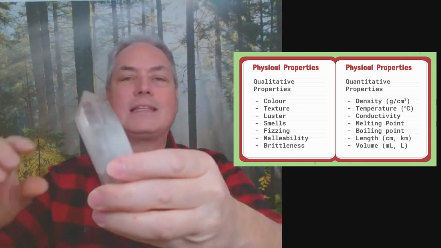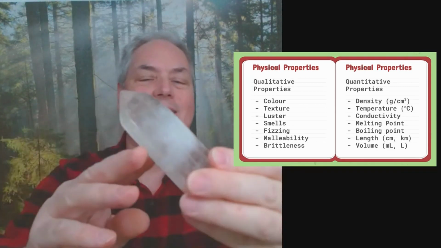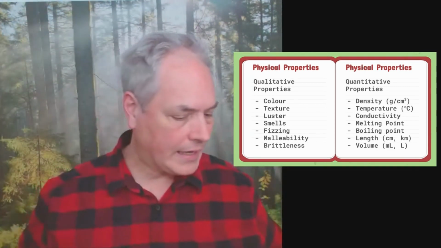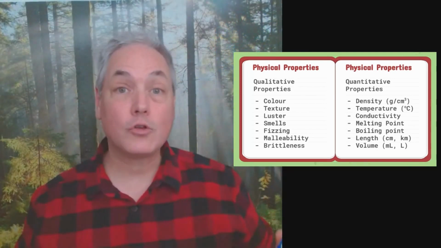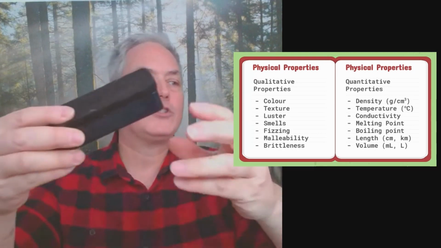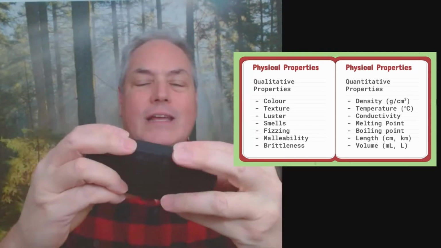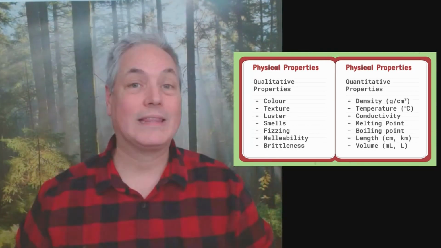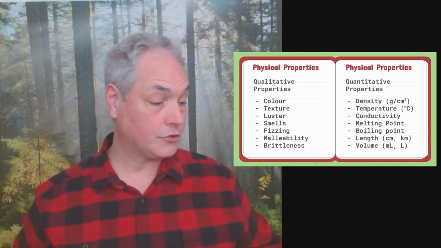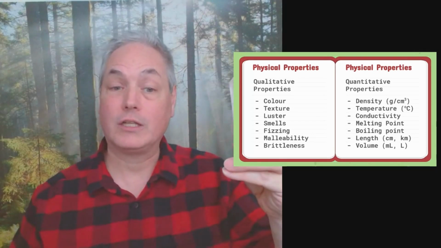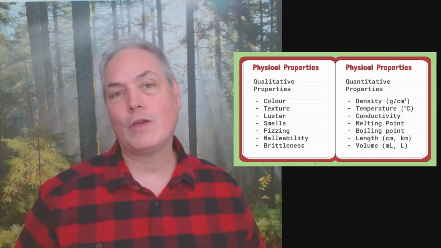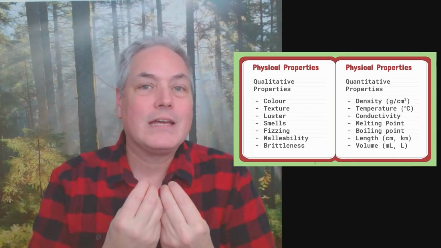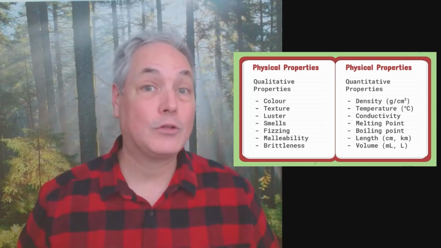Here I have an example of a quartz crystal. It has a color, or if we have a marker, we can actually see colors here. There's also texture. If I take the brush here from my whiteboard, there's a texture here and we can feel it with our skin. There's also luster. Is it shiny or not? There's also smell. So sometimes if you have a perfume or if you have food, you have some smells and you can notice it with your nose.